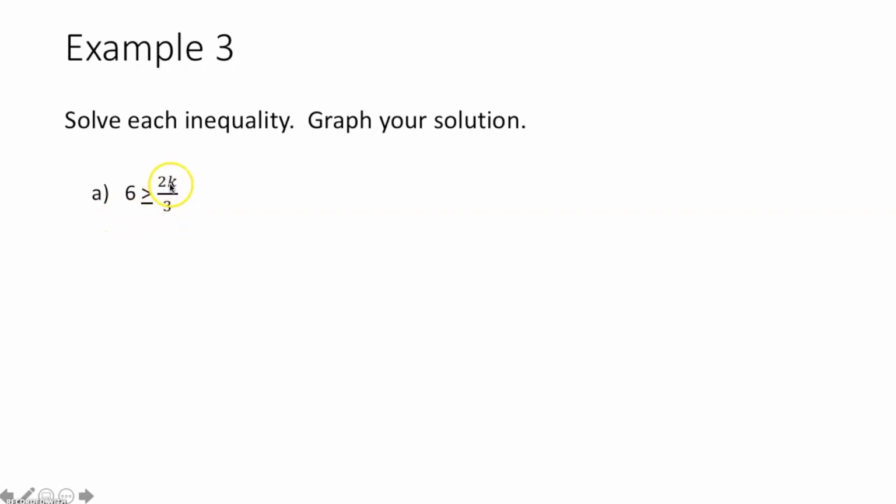So this 2k over 3 is going to go to the left side. This 6 is going to go to the right side. And I flip my inequality sign. Sweet. Now I have my variable on the left. So my constants need to go to the right. I have two things happening here. I am multiplying k by 2, and I'm dividing that by 3.